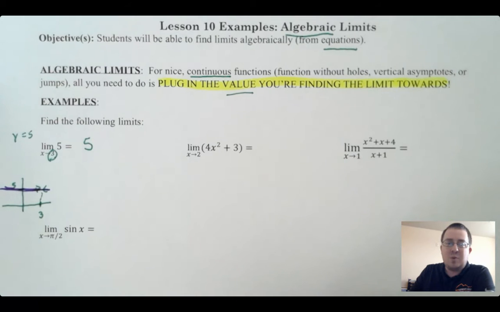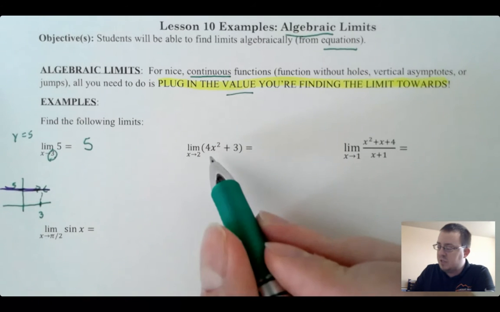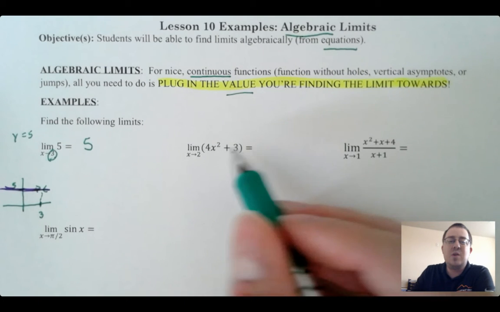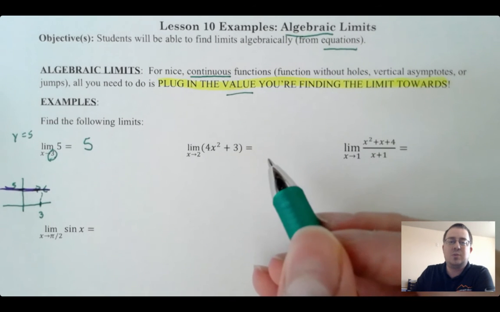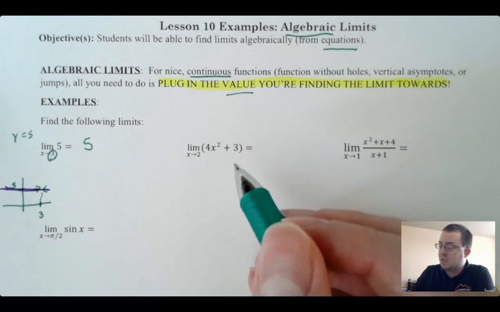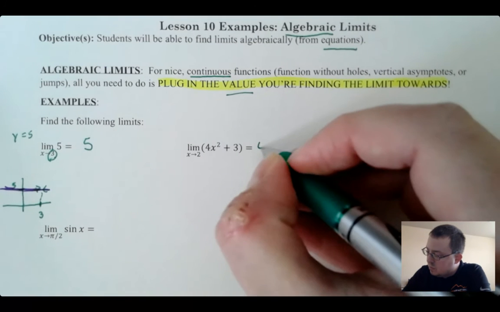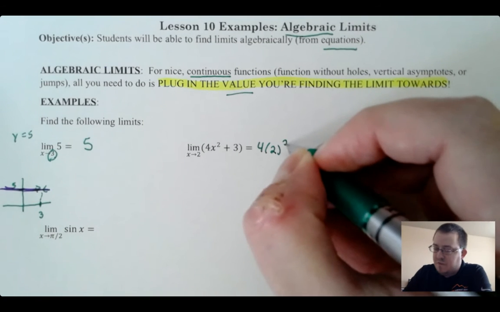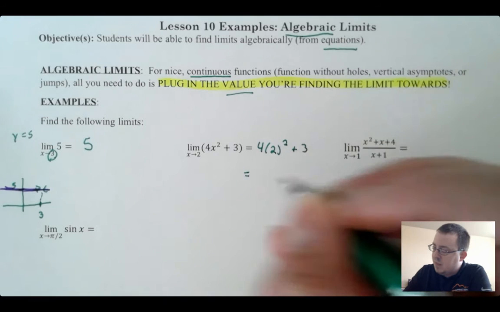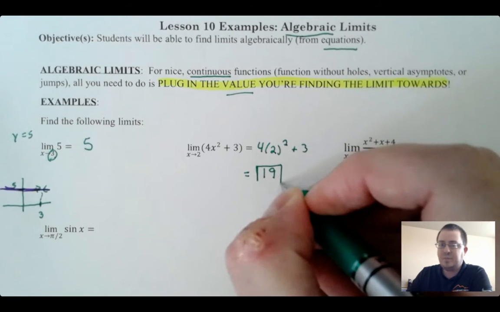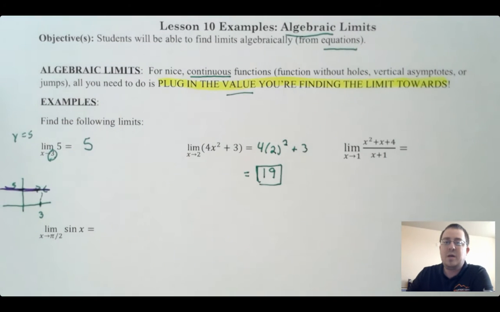The limit as x approaches 2 of the function 4x squared plus 3. So what y value does this function approach when x gets closer to 2? Well, go ahead and just plug in x equals 2 and see what value the function takes on at that time. And that should be 19 here. 4 times 4 is 16 plus 3, so 19.